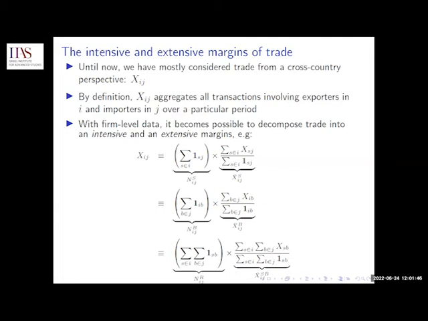You can take the perspective of importers and decompose bilateral imports in terms of the number of firms that import from that country times how much they import on average. You can dig into the number of firm-to-firm relationships that are active in the bilateral flow from I to J times how much they trade together on average. And then you can do even more complicated things.